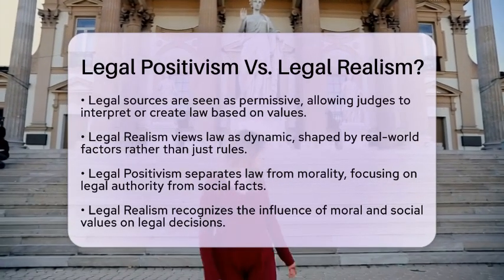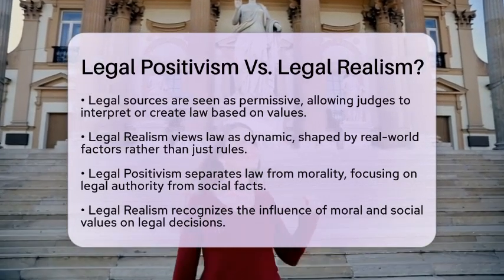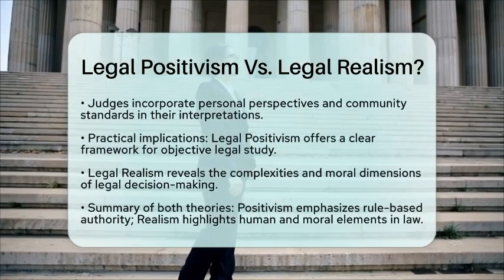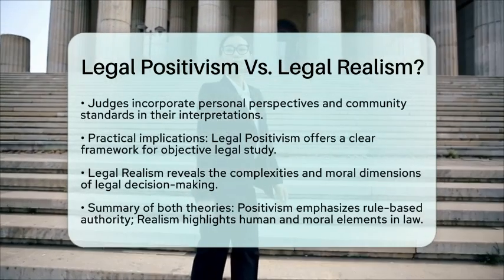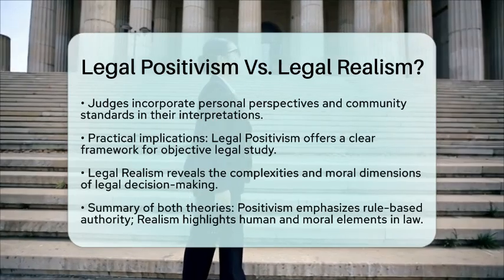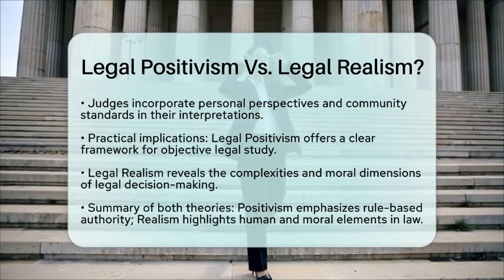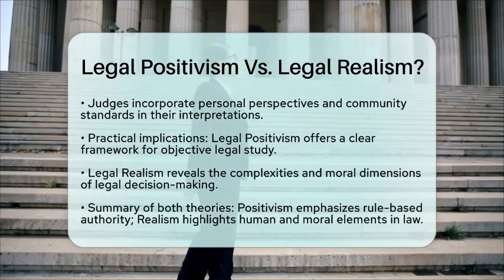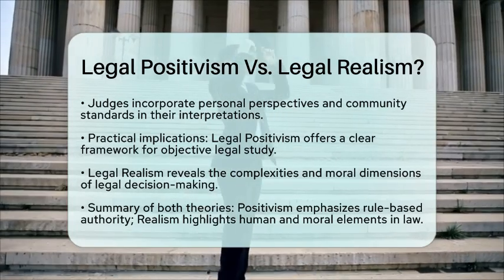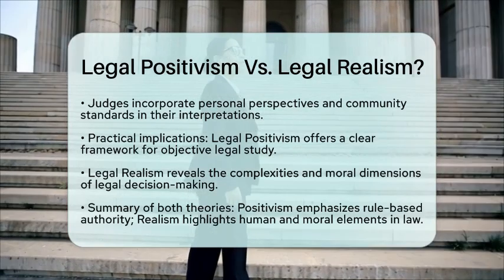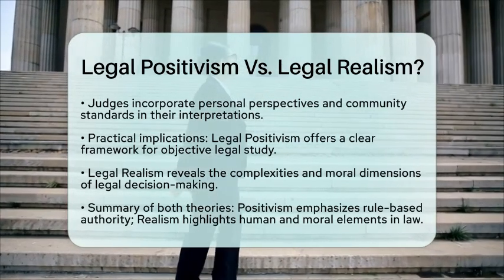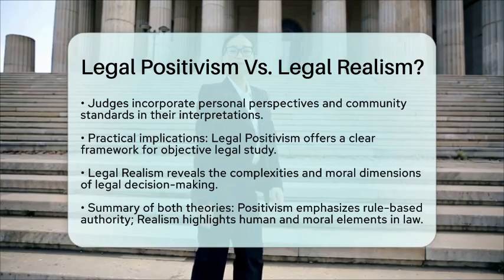In practical terms, legal positivism provides a framework for understanding law as a system of rules that can be studied and applied objectively. This is essential for legal certainty and predictability. Legal realism, however, offers insight into the complexities and moral dimensions of legal decision-making. It recognizes that law in action may differ from law in books due to human factors and social influences.